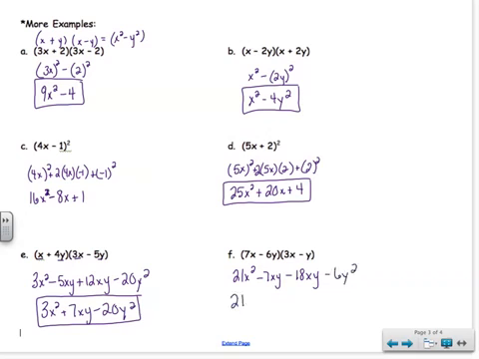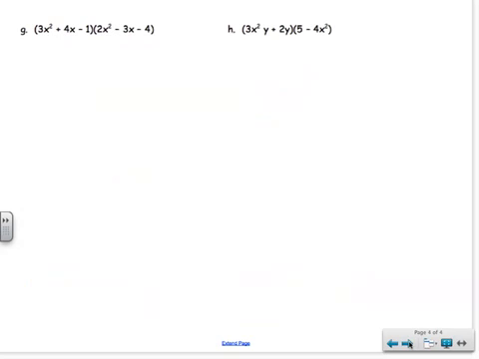And again, combine the like terms. Oops, should be plus up there, I missed that. And that should be your answer. Last two examples deal with when we're not using only binomials. Here we have a trinomial times a trinomial.